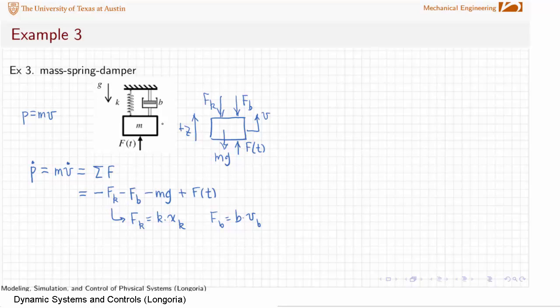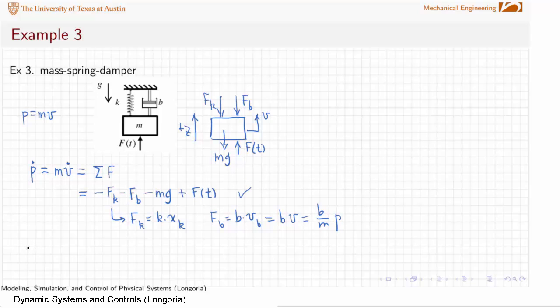Note that all these velocities are the same. That's something that you see in the way it's connected here. The velocity of the mass, because the one side of the damper and spring are grounded, they all have the same velocity. So the v b here is actually the same velocity as the mass, so it can be replaced by the momentum, P over m. So as you can see, you'd get this equation for P dot in terms of x k, and also in terms of P, and then you'd be done with that state equation.